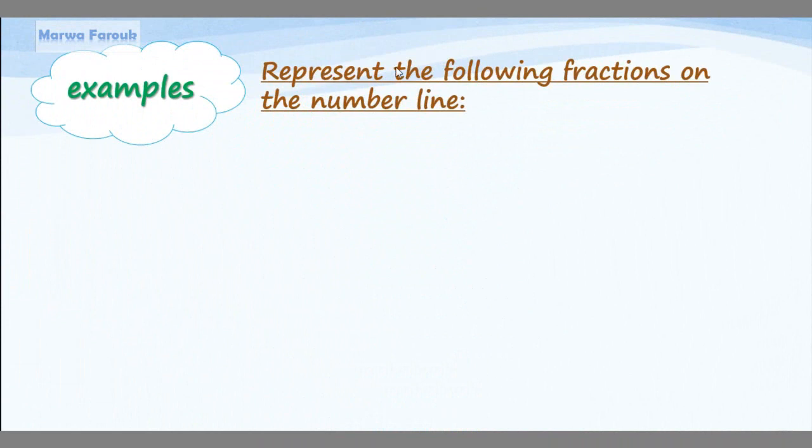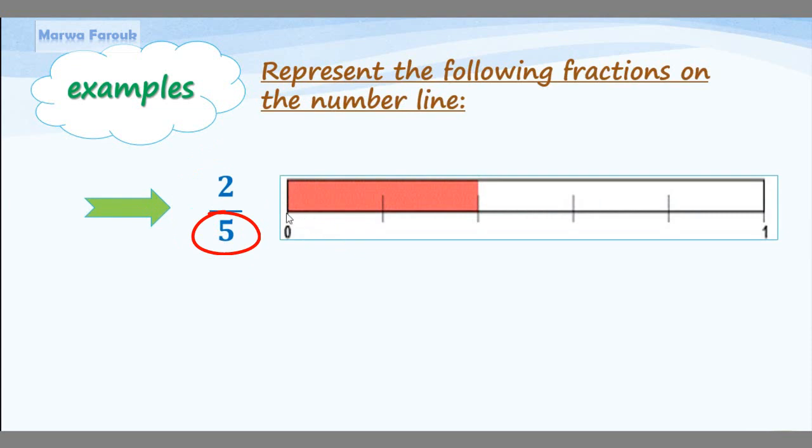Let's see more examples. Here, he asked me to represent the following fractions on the number line. The first fraction is 2/5. So here the number line will be divided into 5. Excellent. 5 equal parts. 1, 2, 3, 4, 5 equal parts. Now we will look to the numerator, which is 2. So we will count from 0, 1, 2, and then we will put our fraction here. Excellent.